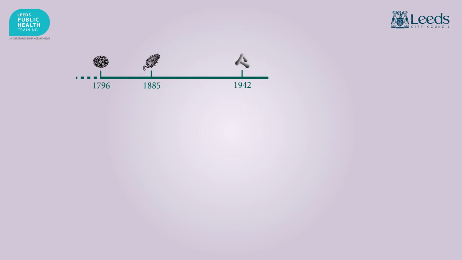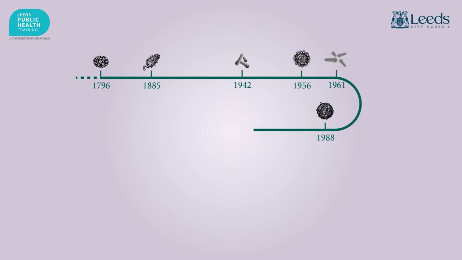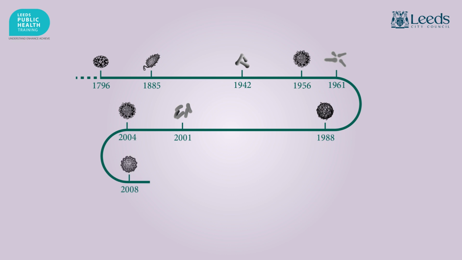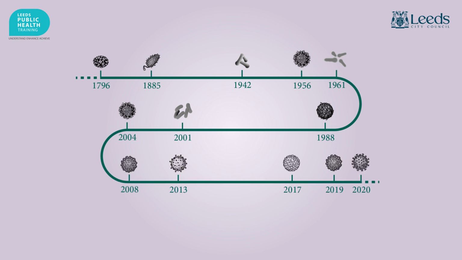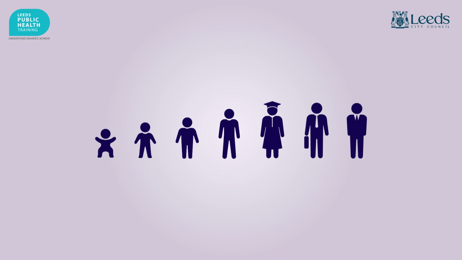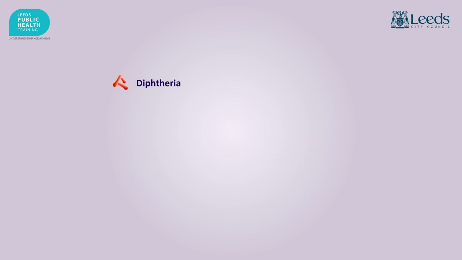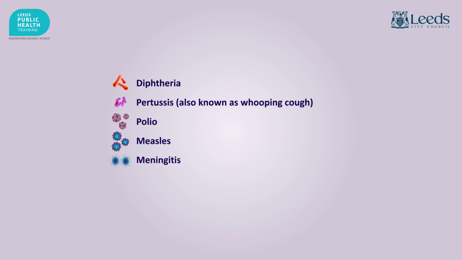Immunisations protect against a wide range of diseases, with vaccinations evolving significantly since the development of the first smallpox vaccination in 1796. Immunisation begins shortly after birth and continues throughout the life course. Many important vaccinations that offer us lifetime protection are given during the childhood and adolescent years, where we receive immunisation for 18 infectious diseases. These include diphtheria, pertussis, also known as whooping cough, polio, measles, meningitis, rotavirus, and tetanus.